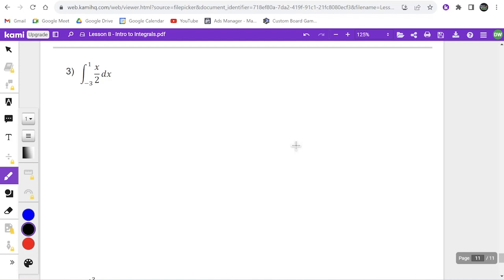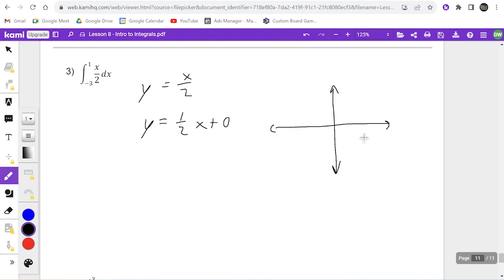So for number 3, we got to graph x over 2. It's not the most fun function to graph, but just remember, x over 2, in case you don't know what that is, it's the same thing as 1/2 x plus 0. And the reason why I'm saying plus 0 is because the y-intercept is 0, and y equals mx plus b is really easy to graph. So in other words, I'm graphing a slope of 1/2 from negative 3 to positive 1. So 1, 2, 3, positive 1. Positive 1, I get to 1/2.